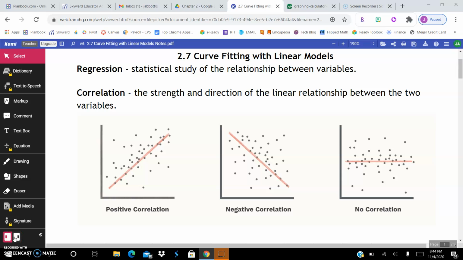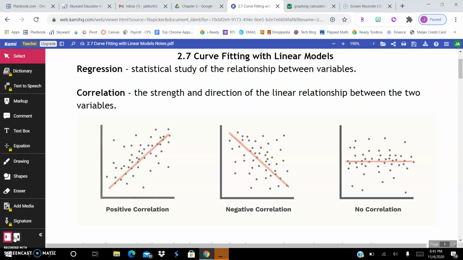Section 2.7 is on curve fitting with linear models. And a couple of vocab words here. The first one is regression. That's the statistical study of the relationship between variables. So we're going to have two different things that we're going to compare. And the statistical study of those two things would be called a regression.